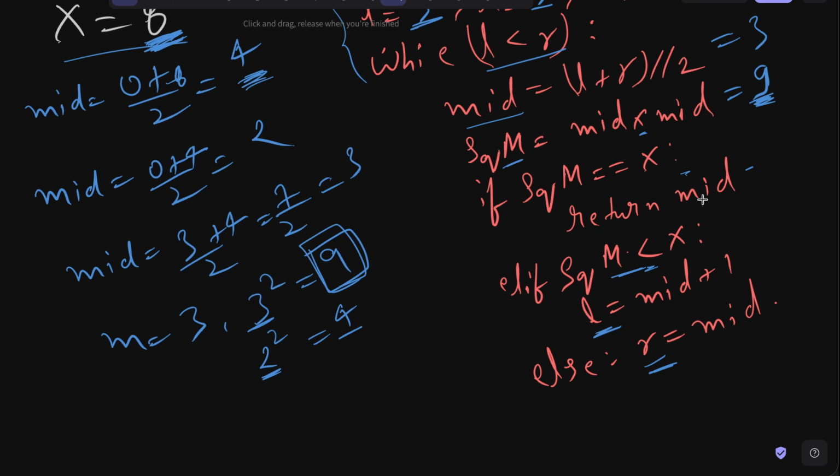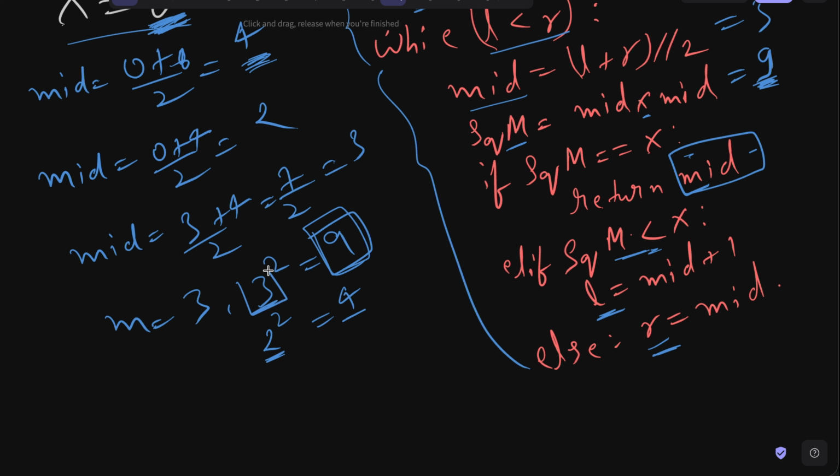What this means is that if we ever found a mid that is actually the square root, we will simply return from here. But if this entire binary search runs, it means that we are at a mid which is 1 greater than the answer that we want. So we will simply return mid minus 1. This is going to be the case every time.